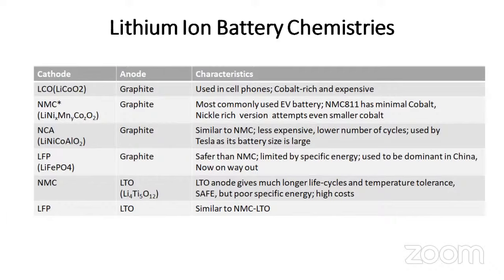Then another NMC cell is there, which has LTO as the anode. LTO anode gives a much longer life cycle and temperature tolerance, and is safe, but has poor specific energy and high cost. So the cells which have LTO as the anode have high temperature tolerance. Nowadays you might be aware that a few electric vehicles have caught fire, right? So there are all those reasons.